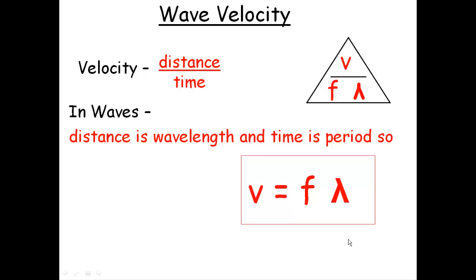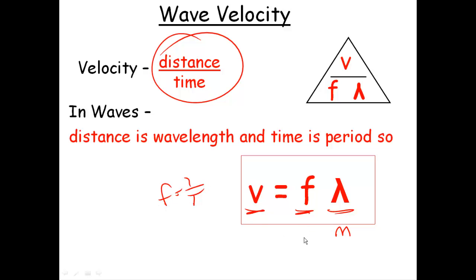Wave velocity is something else we need to concern ourselves with. Velocity is frequency times wavelength. You've always known velocity to be distance divided by time. Believe it or not, this is a distance divided by time. Wavelength is measured in meters, and frequency, if you remember, is 1 over the period, which is measured in seconds. Meters times 1 over seconds is meters per second.